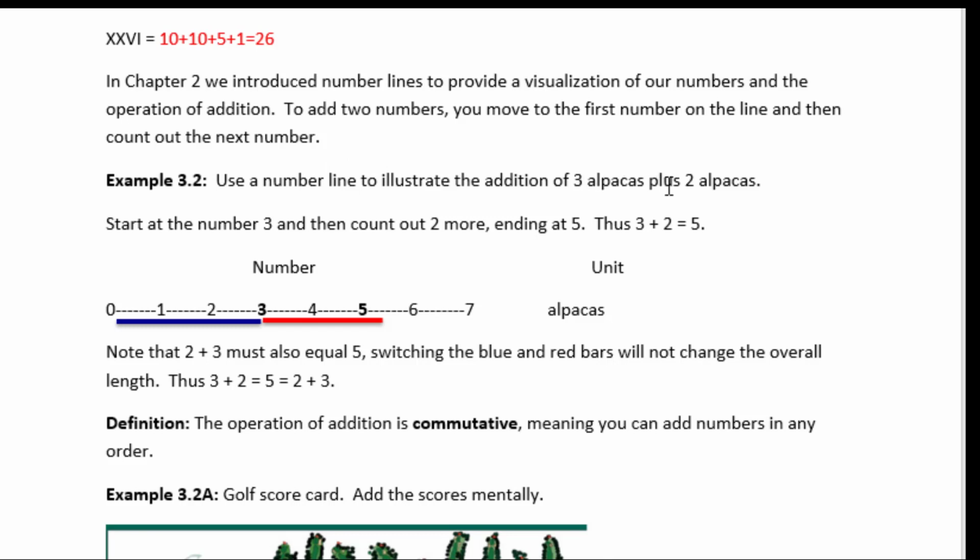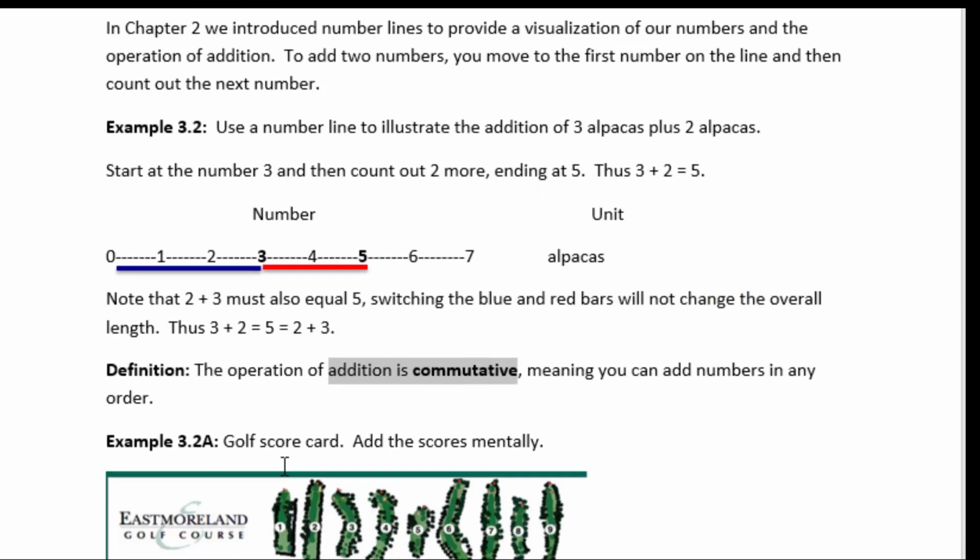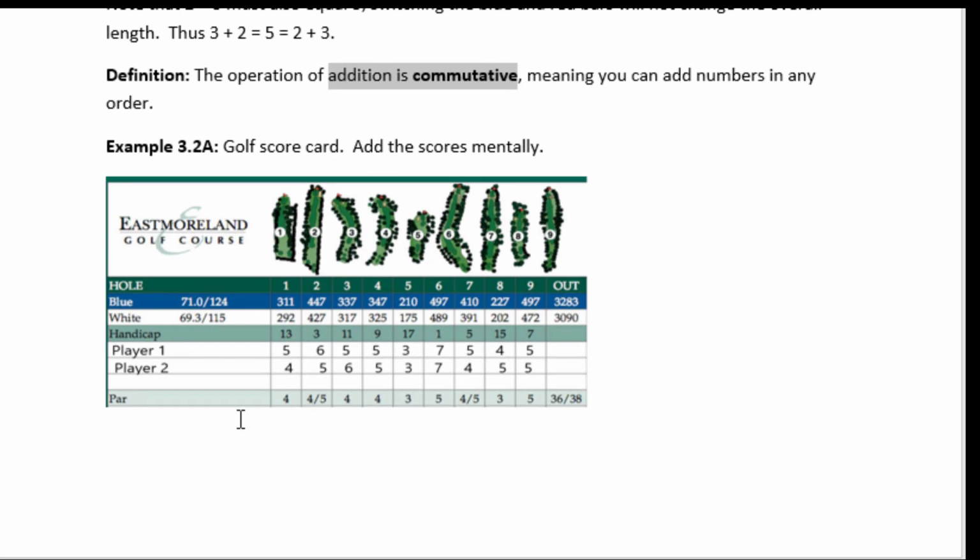And here's using a number line to add 3 plus 2 alpacas, which we can do, right? 3 plus 2 is 5, so there's 3 alpacas, add 2 more, and we get 5. Note that 2 plus 3 also equals 5, so 3 plus 2 equals 5, and 2 plus 3 equals 5. We say that the operation of addition is commutative, meaning you can add numbers in any order. And so the first example we'll do.